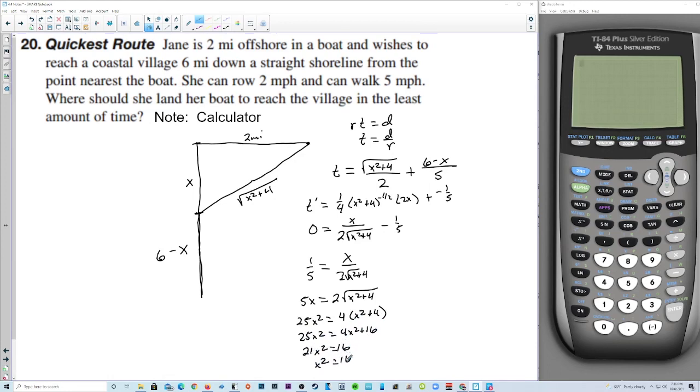X squared is equal to 16 over 21. So x is equal to 4 over the square root of 21. Now it says, where should she land her boat to reach the village in the least amount of time? Well, we found x. So we need 6 minus 4 over square root of 21. 6 minus 4 divided by square root of 21, and that is 5.127 miles down the shore.